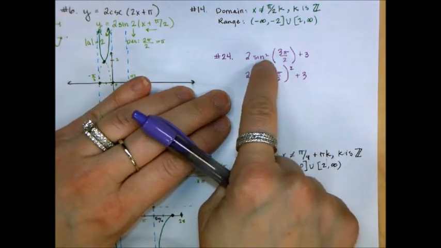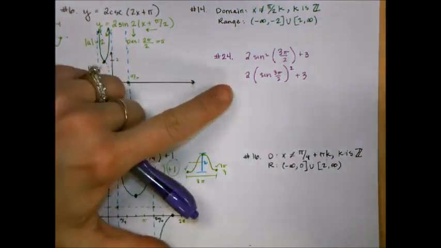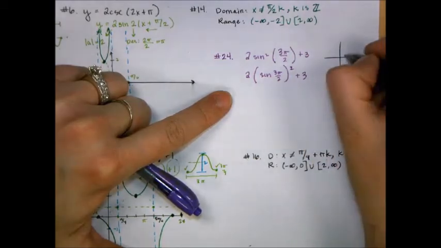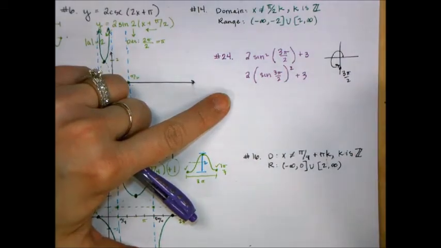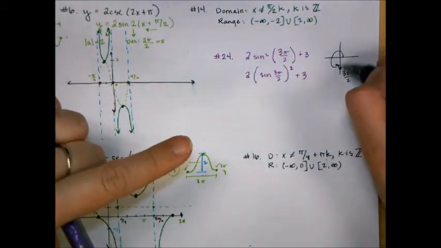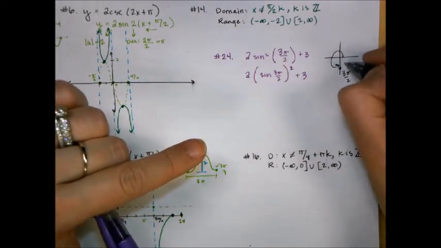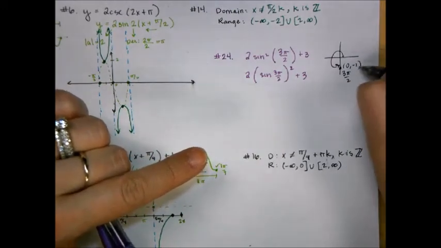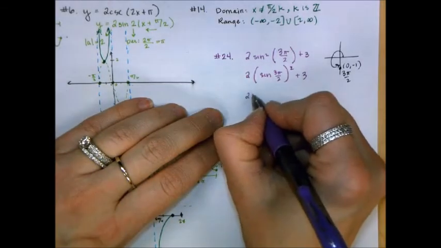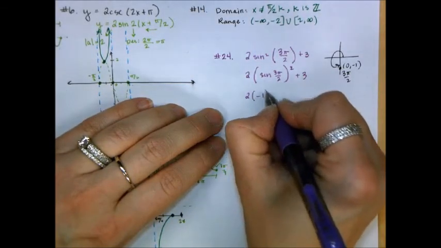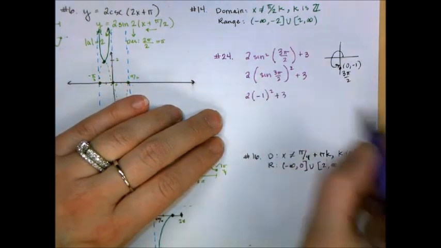So remember that 3 pi over 2 is here. Corresponds to a point on our unit circle, meaning we're 1 unit away from the origin. So this would be a coordinate pair of 0, -1. And you'll remember that sine is the y value here. So sine would be -1. So sine of 3 pi over 2, -1. -1 squared is 1 times 2 plus 3. We end up with 5. So that's all there is to these problems.